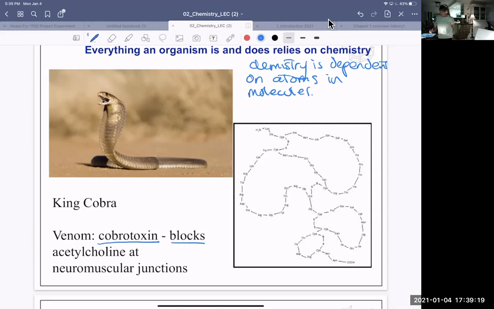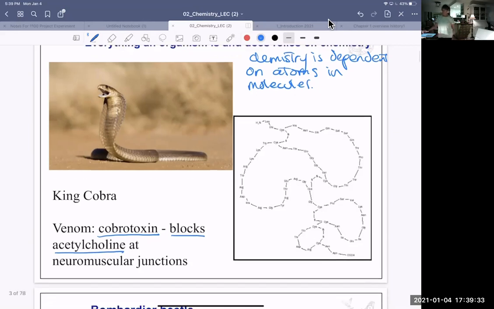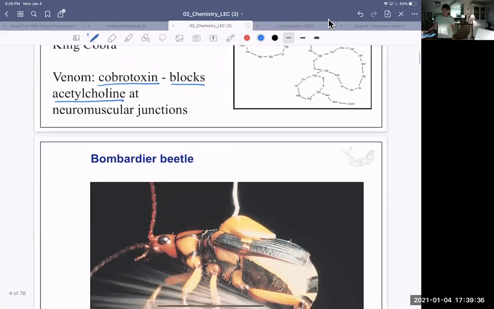It blocks acetylcholine. Acetylcholine is a neurotransmitter that causes your muscles to contract. It blocks that receptor for acetylcholine. Looks simple, but it's not.